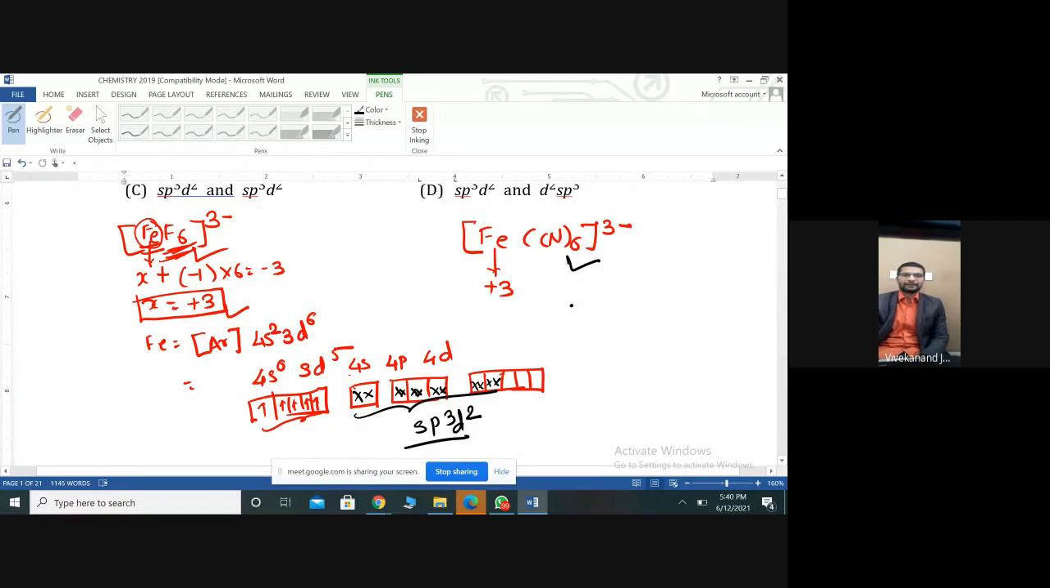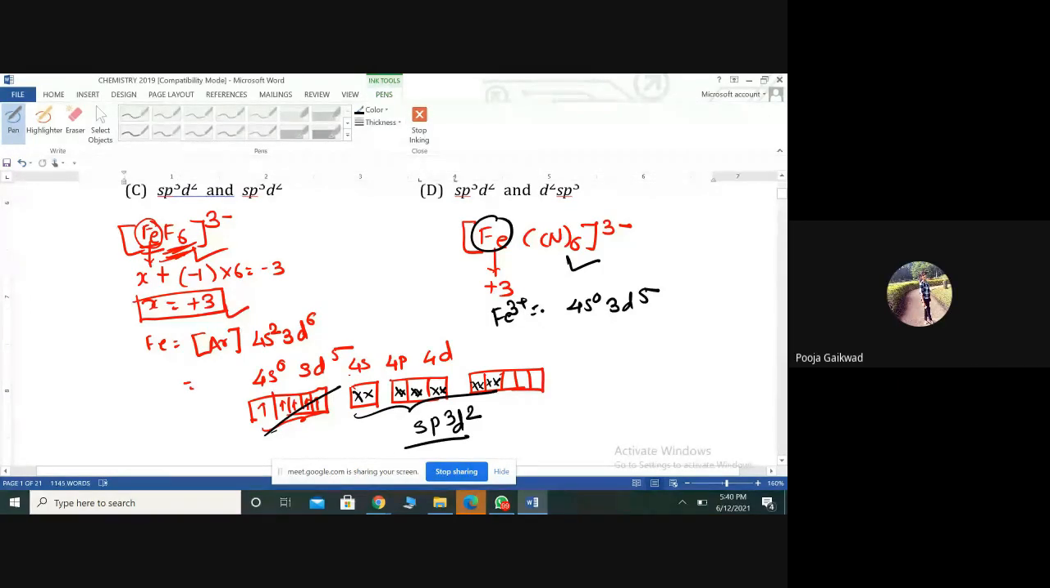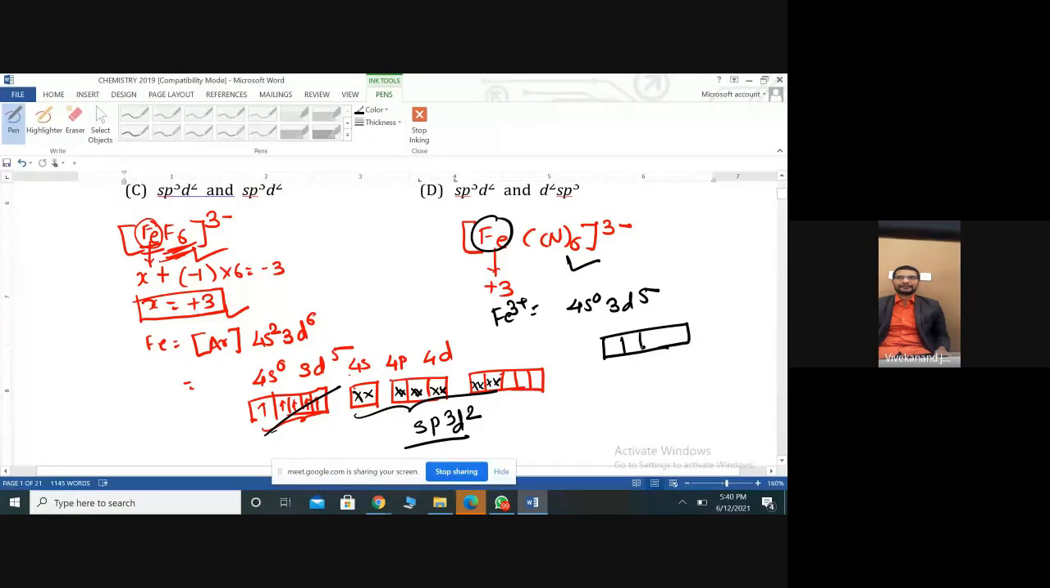The same way, can you calculate for this one? Fe(CN)6 3 minus. Again with the same electronic configuration, you come up to this level, 4s0 3d5, when we have Fe in the +3 oxidation state. Is it right or not? Yes, sir. Okay.